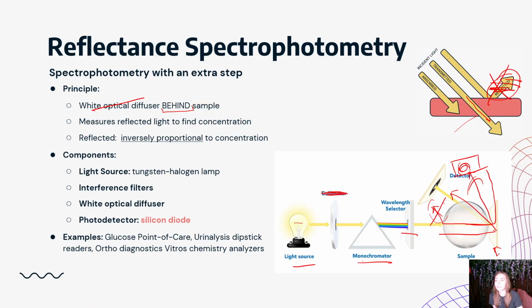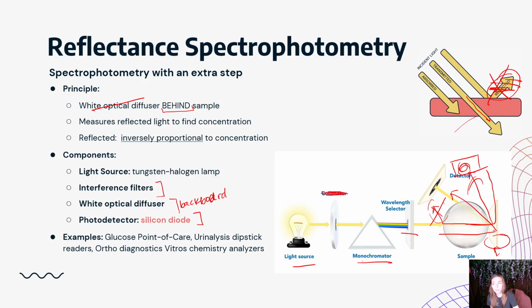Components: you use a tungsten halogen lamp for this, which means that we're using visible light. You will also use things that are called interference filters, which is basically anything that prevents extra wavelengths of light from getting in the way of what you're trying to measure. Again, you will use a white optical diffuser, which is the backboard. This is the photodetector that uses the silicon diode. That's the one that we didn't go much into the principle of. Just memorize that reflectance spectrophotometry uses a silicon diode, okay?